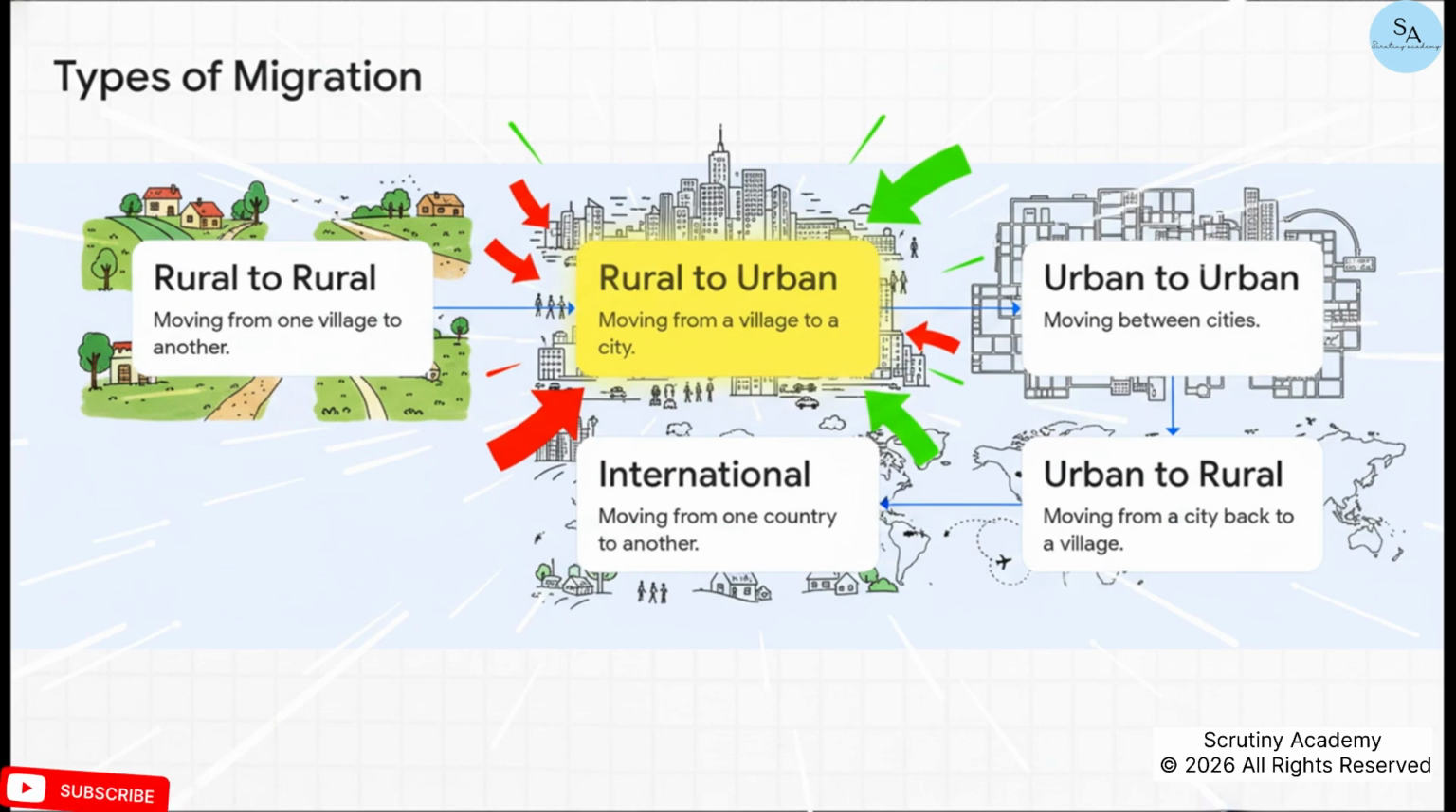You need to know these 5 patterns. But the most important one for this chapter, the one that really fuels urbanization, is number 2, rural to urban migration. And what's interesting is that the pull factors are often different for men and women. For men, the main pull factor is almost always employment. For women, the census data shows the most common reason given is marriage.